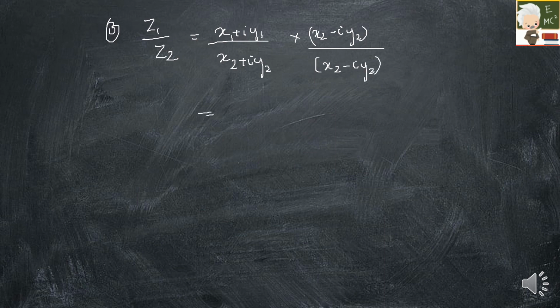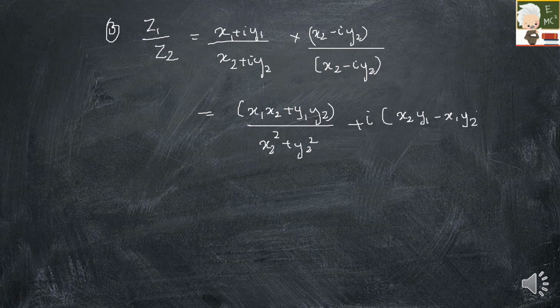So in the numerator, I'll be splitting the real terms and imaginary terms separately. Which will be x1 x2 plus y1 y2 divided by, so this is in the form of a plus b into a minus b, which will be x2 square plus y2 square, and then plus i into the imaginary part, which is x2 y1 minus x1 y2 divided by x2 square plus y2 square. So this is what is in your denominator. So these are some of the basic properties which you need to know.